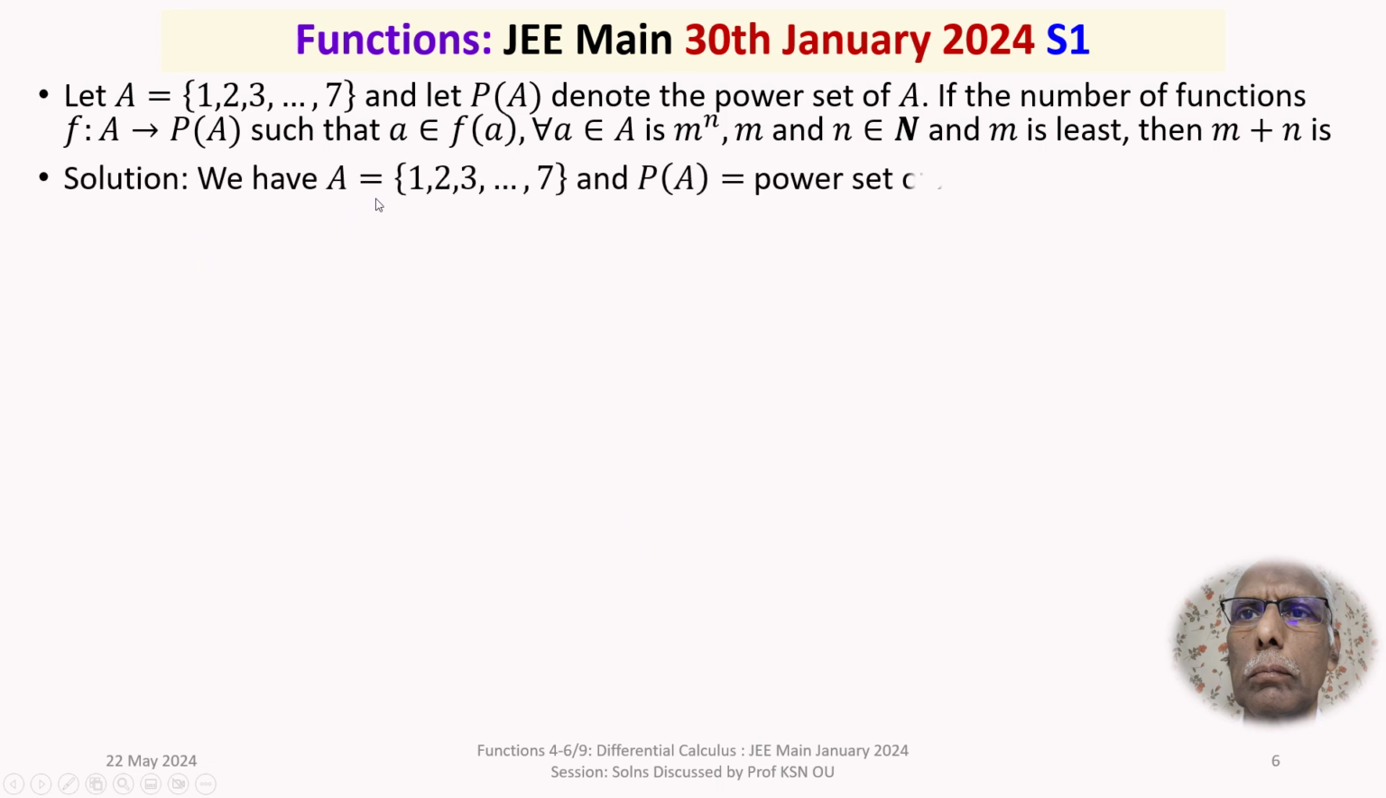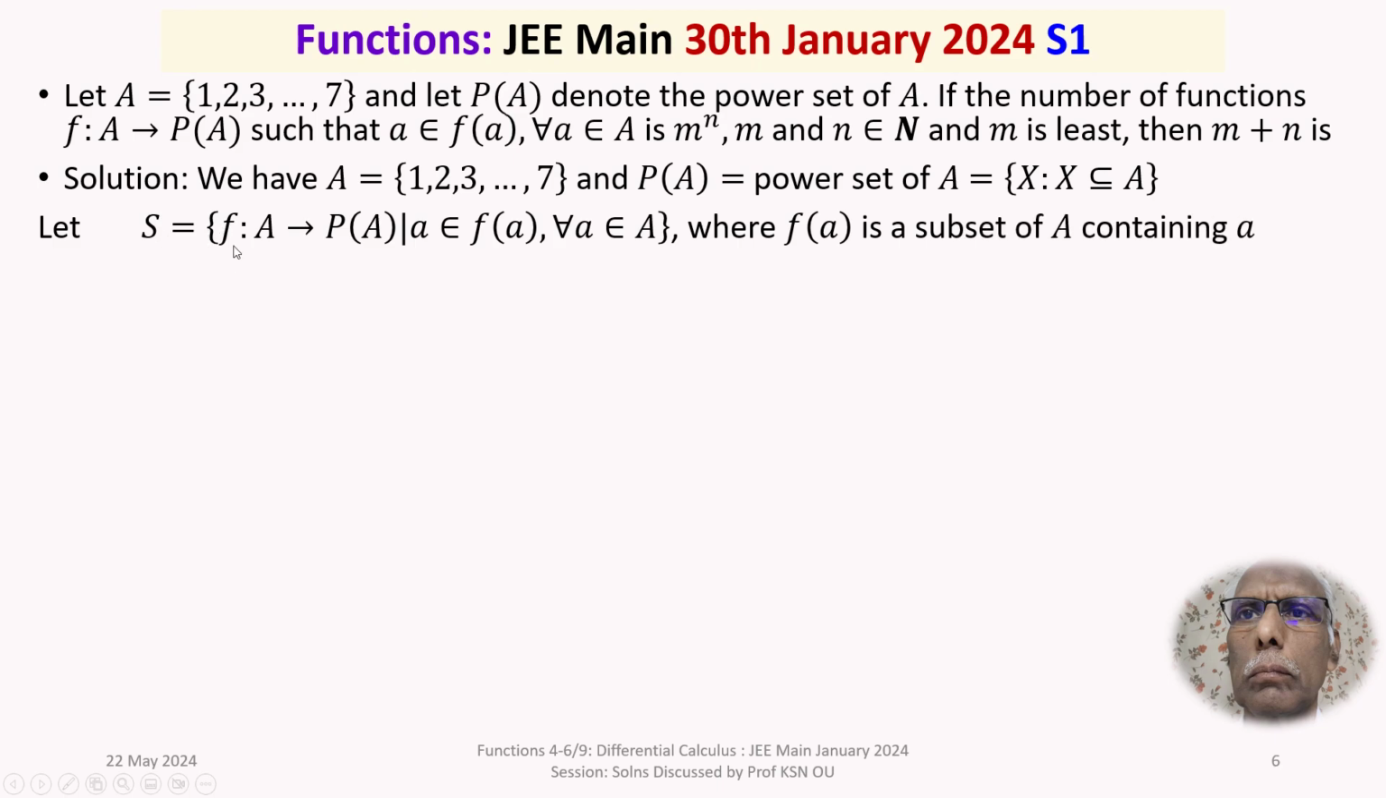We have A equal to the set of natural numbers 1, 2, 3 up to 7, and P of A represents the power set of A, that is the set of all subsets of A. Let's now consider the set of all those functions f from A to the power set of A, where a belongs to f of a for all a belongs to A. Since f of a is an element of the power set of A, it is a subset of A, and a belongs to f of a means f of a is a subset of A containing a.